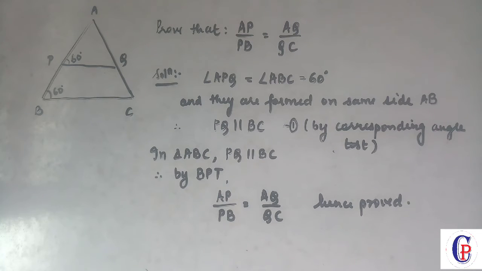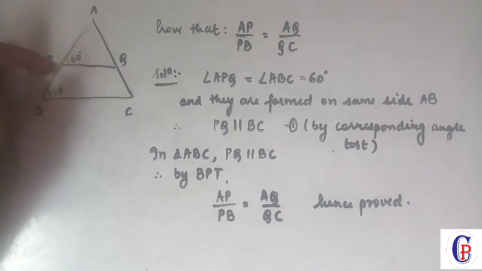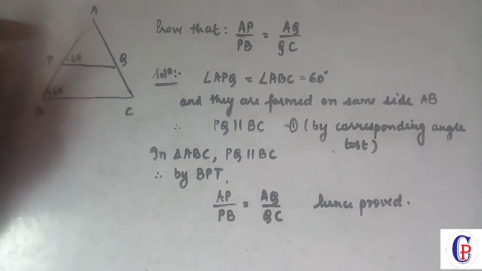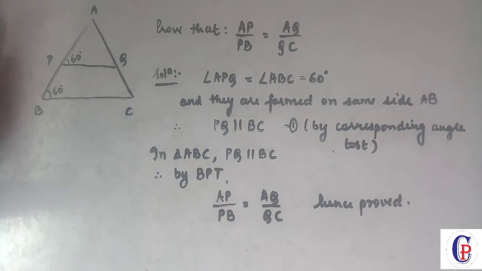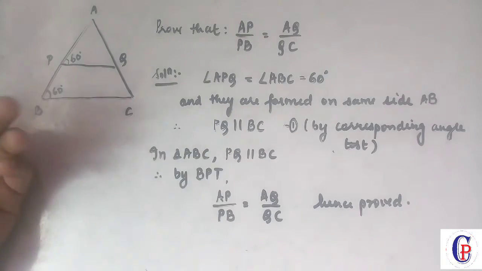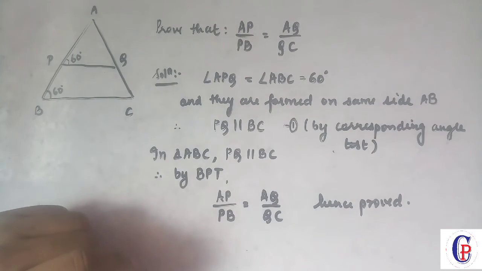So we understood here that the lines are not shown parallel, but the information given to us is 60 degree and 60 degree. So we said that PQ is parallel to BC. Since we got these two lines parallel by corresponding angle test, we immediately applied BPT and we got our answer. Okay.